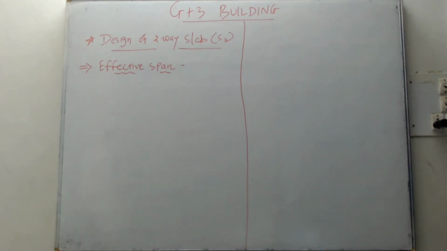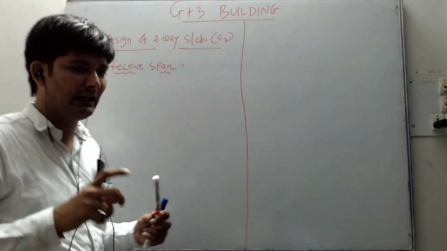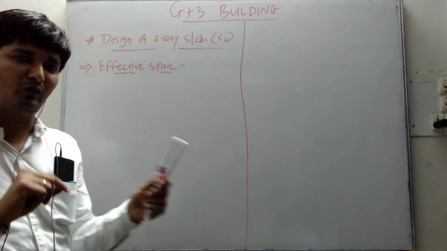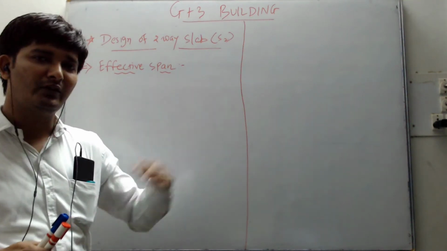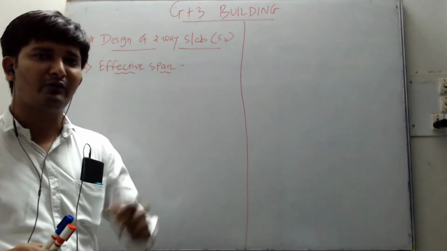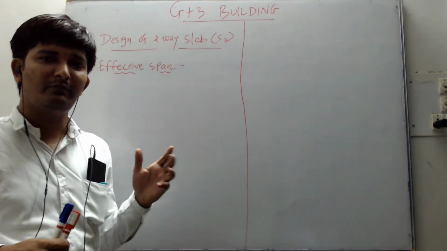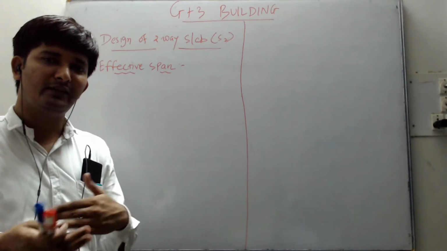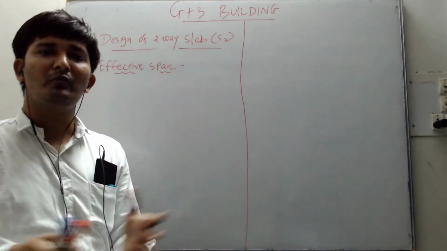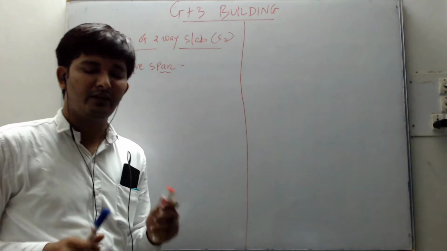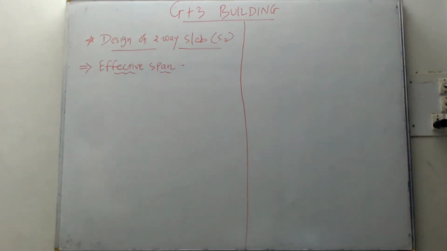So first, there is a different approach in the spans. We are going to calculate both ways. In one-way slab there is an effective span only along the shorter span, that is the shorter length we are going to consider. Here in two-way slab the main steel is provided on both sides, both directions, so the effective span will be on both sides. That is the only difference, right? So first let us go and calculate for the shorter span.